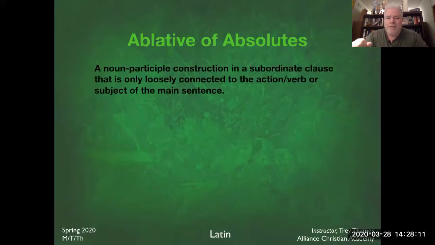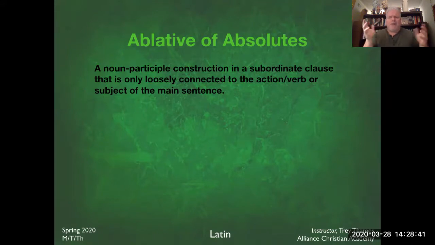The ablative absolute is a noun participle construction. So it's made up of a noun and a participle that is in a subordinate clause. In other words, it's not in the main sentence. It's part of a dependent clause, usually at the beginning of the sentence, that is only loosely connected with the action or the verb in the main sentence. So it's only partially connected. So you're going to have this phrase at the beginning of the sentence, and it's only loosely connected to the main sentence.